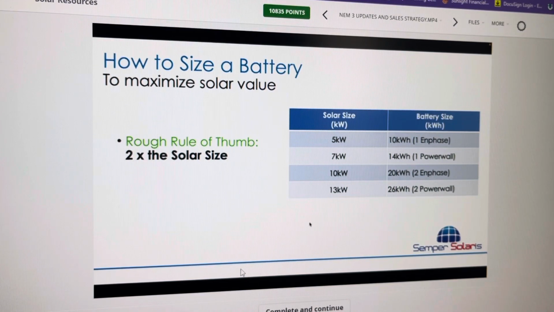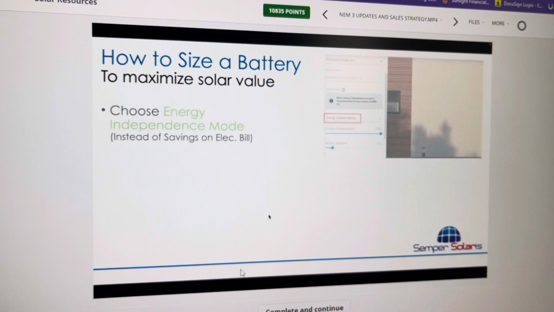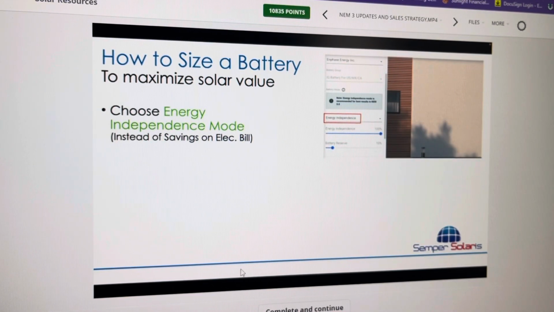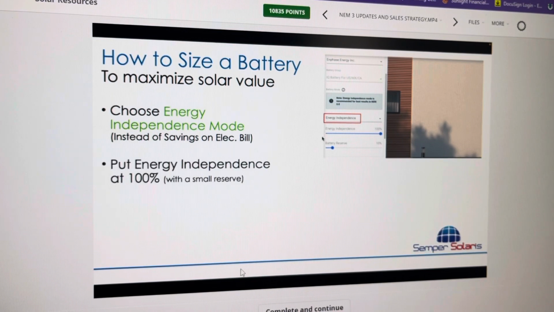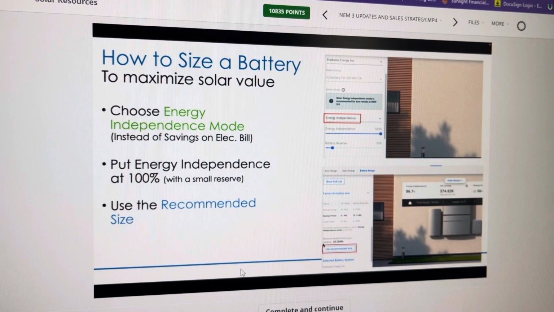Now, this isn't a perfect system, but it's a nice general, again, rule of thumb. A better way to do it is in SolarGraph. You go to the battery design tool, and this is a big change. We're no longer going to be selecting electricity bill savings. Instead, we're going to pick energy independence. Then we're going to move that slider all the way up to 100%. We'll leave a little bit in the reserve, about 10-15%, in case the power goes out in the middle of the night. And then we hit recommended size. And it'll tell us, for this home, to maximize your energy independence, you need 2 N-charge batteries. And if you go with that, they're going to be very well protected.